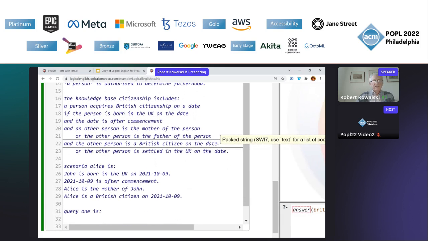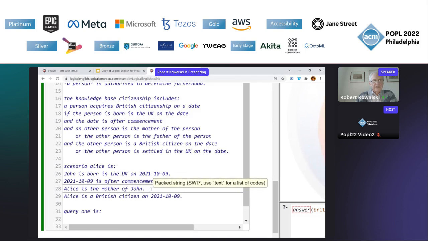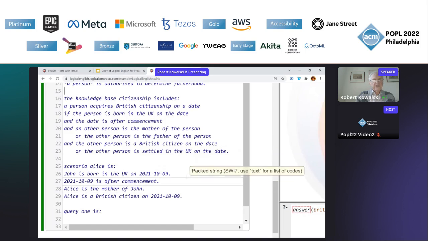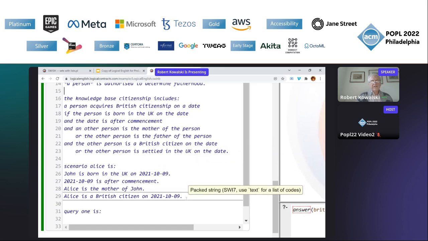We can declare various scenarios and we can try them out. So here's a scenario, Alice. Give it a name. In the scenario Alice is the mother of John. The fact that this is uppercase doesn't mean it's a variable, because in English we don't represent variables by uppercase or lowercase as is done in Prolog. So we simply have a fact which says, or an assumption in the scenario Alice, that Alice is the mother of John. John is born on a particular date. That date is after commencement. And luckily, Alice is a British citizen.